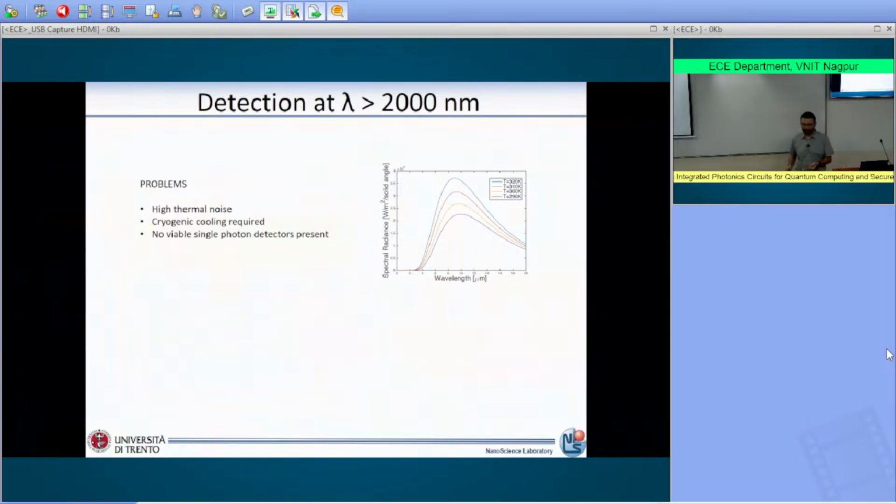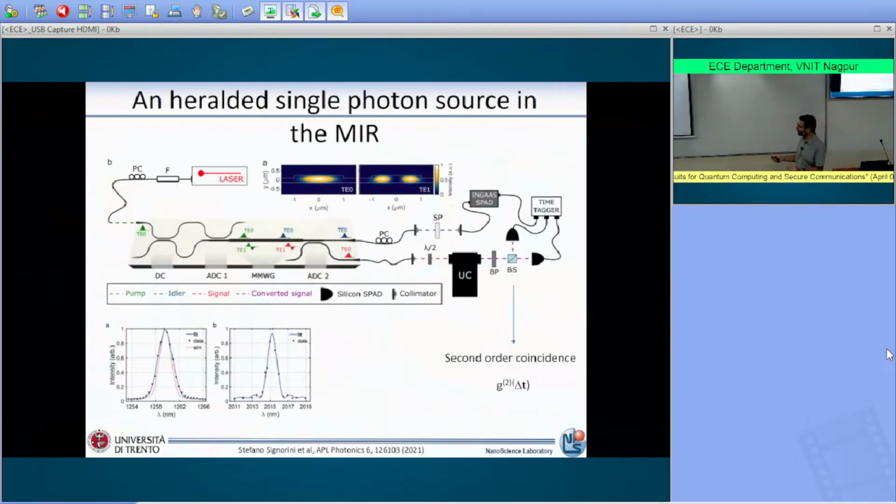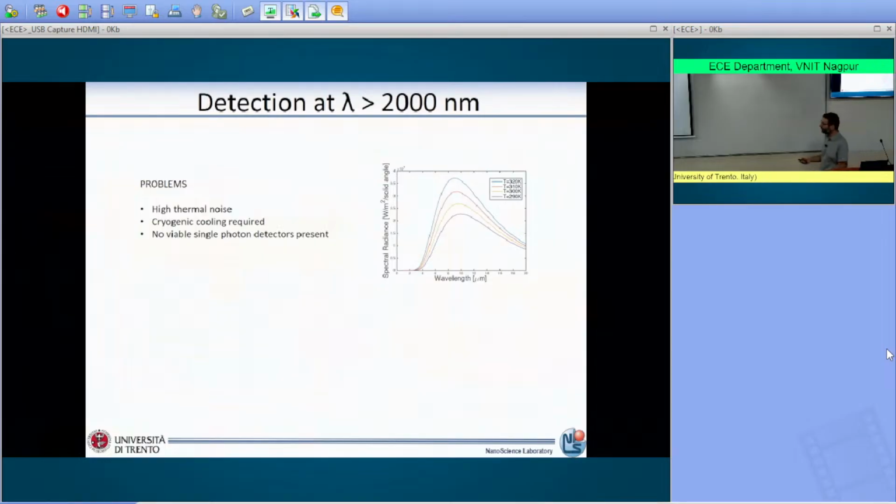The problem here is that if we want to measure the transmission, we also have to measure this photon here at 2 micron. Measuring at 2 micron has the problem that you have a strong signal coming from black body radiation. Here is the spectrum of a black body, and what you see is that you get quite a large signal in the infrared. So if you want to develop a photodetector in this spectral region, you have to beat the high thermal noise that is typically present.